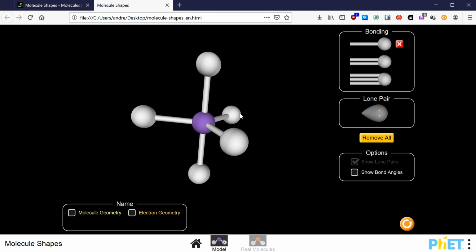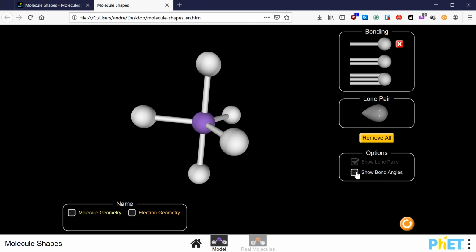In our introduction to this molecule shape simulator, I referred to these two atoms here as being axial because you can rotate these three around it like an axis, and these three as being equatorial because a circle that goes around an axis in the middle is what we call an equator.